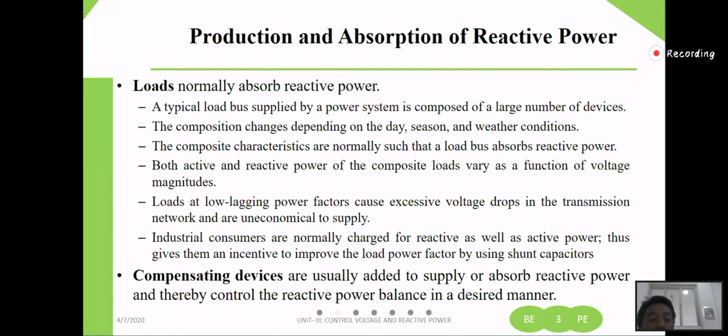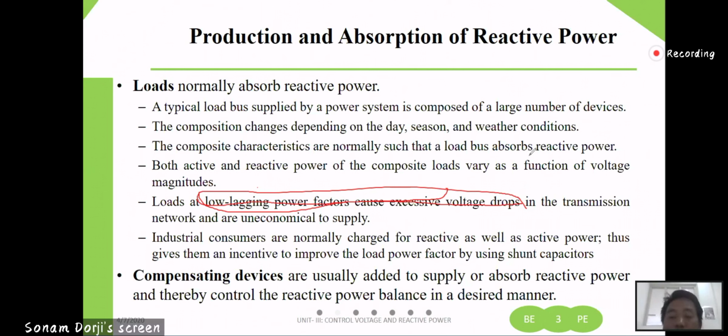You may know that if there is a load with low lagging power factor, there will be excessive drop in voltages in the transmission system. If there is excessive voltage drop, then it is uneconomical to supply the power, which means there will be huge losses to the utility or the service provider.